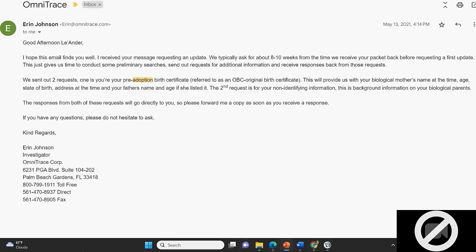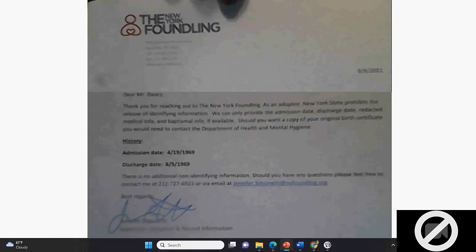The second request is your non-identifying information. This is your background information on your biological parents. The request is for both of these, responses for both of these requests will go directly to you. So please forward a copy as soon as you can receive a response. If you have any questions, please don't hesitate to ask. Kind regards, Irene Johnson, investigator, Omnitrace Corporation, Palm Beach Gardens, Florida, et cetera, et cetera.